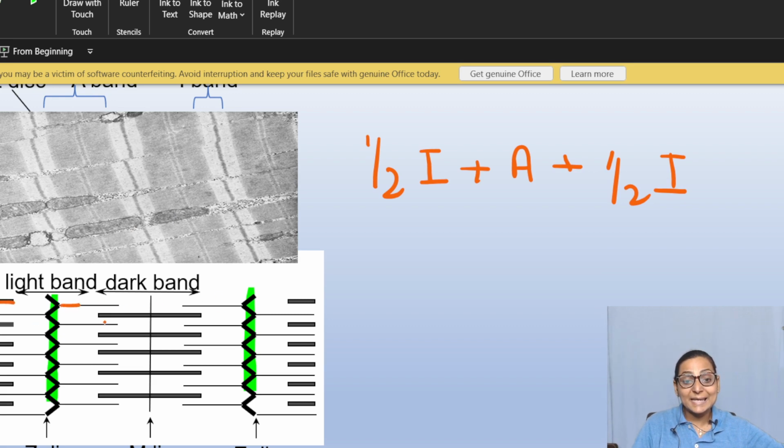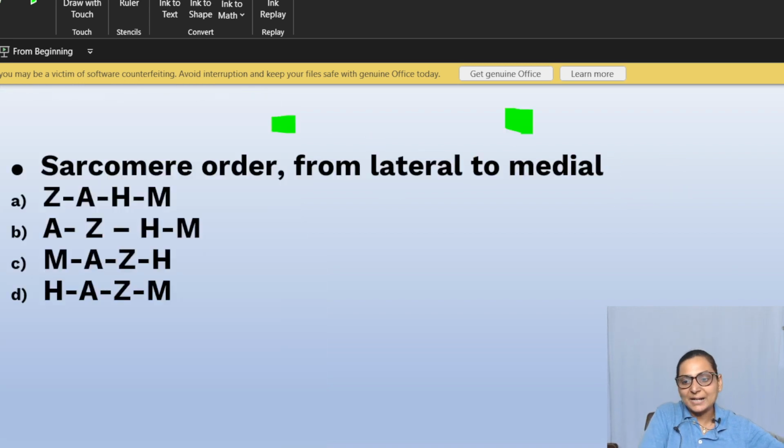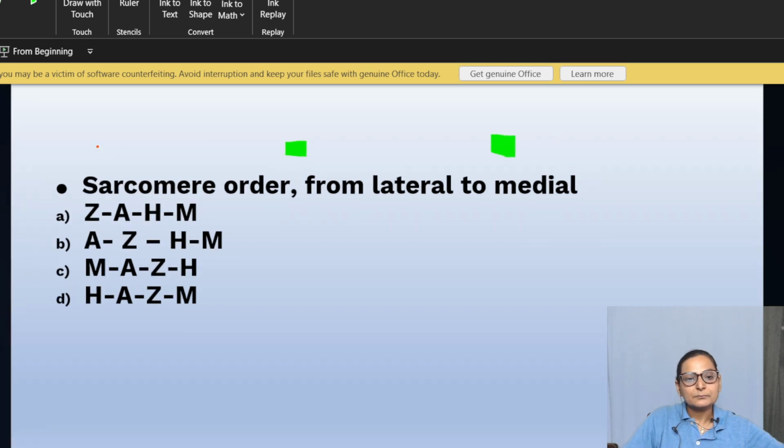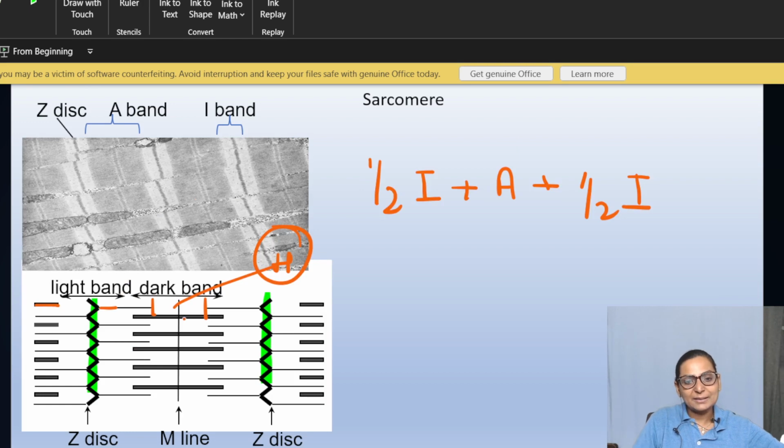In the center there is the A band. This A band consists of nothing but the myosin, right? And in between you have got this H zone, and in the center of the H zone you have got this M line, right? Now the correct answer over here is ZAHM. So Z is the Z line, A is the A band, then I band, H zone and your M line. So this is the H zone, and in the center you've got the M line.